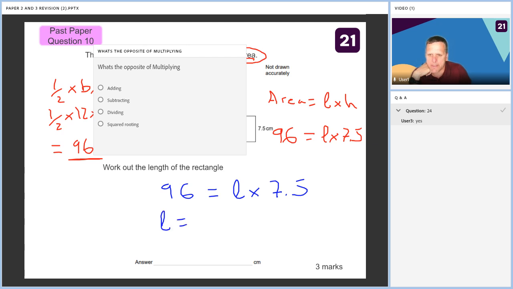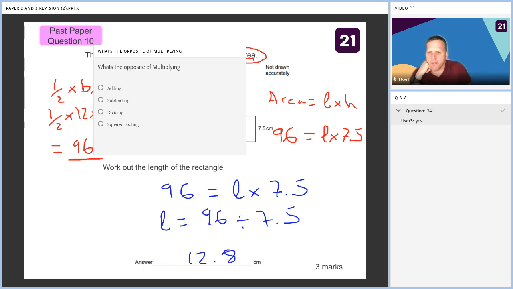Yep, we need to divide. So my length is going to be my 96 divided by 7.5. And it is a calculated question, so we're going to divide those in. And I've already seen we've had one or two correct answers, some people really early on, so really well done for getting those so quickly, of 12.8.